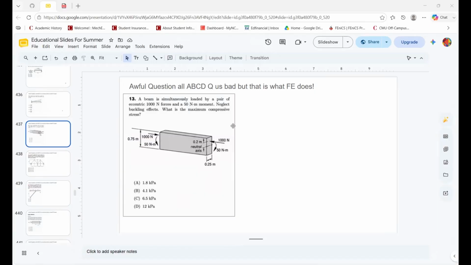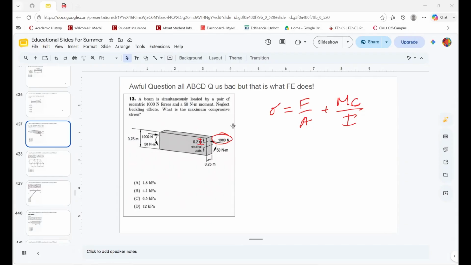A beam is simultaneously loaded by a pair of eccentric 100 Newton forces and a 50 Newton per meter moment. Neglect buckling effect. What is the maximum compression stress? So we're doing sigma equal F over A for this force, and then plus my equation. Now, with this equation, I will definitely say that it is not normal because we're going to have to use, well, this is going to matter basically. So let's just figure out where the moment is.